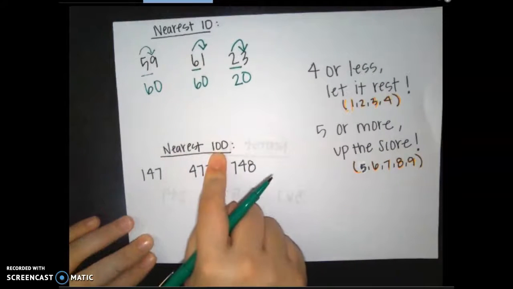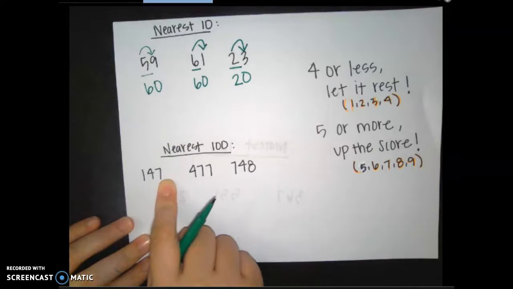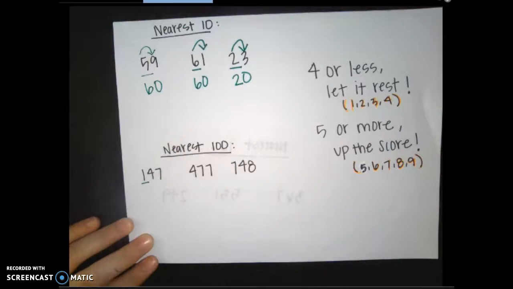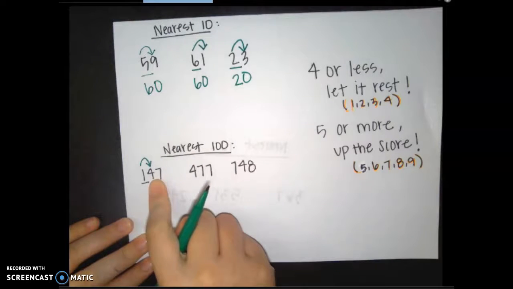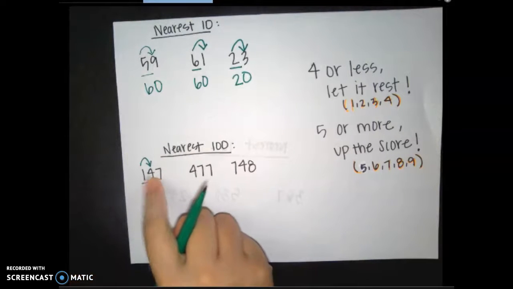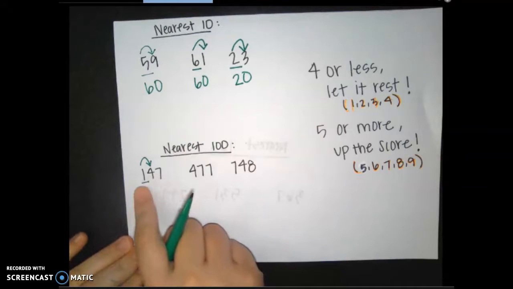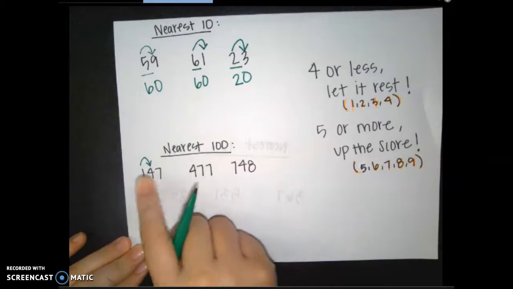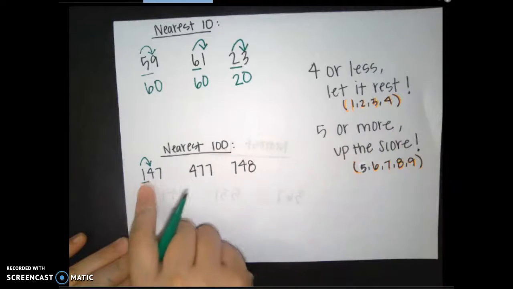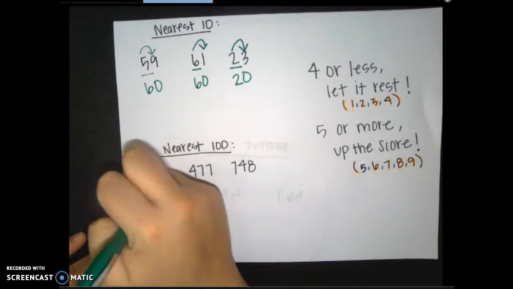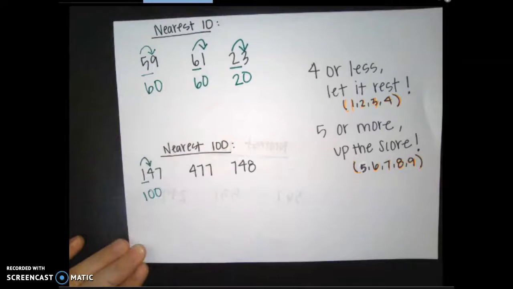Let's look at the nearest hundreds. 147. So I'm going to underline my hundreds place and put an arrow to my tens place. And I'm looking at my tens place because it's the next place value closest to my hundreds. It's right next door. So 4 is less. You're going to let it rest, meaning the 1 does nothing, and everything else becomes a 0.